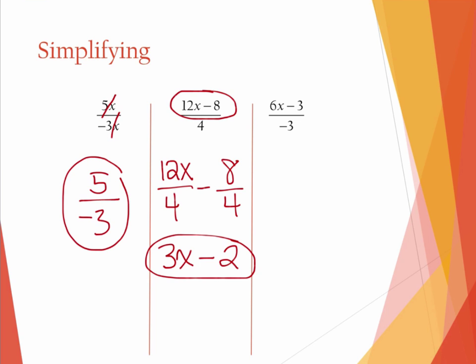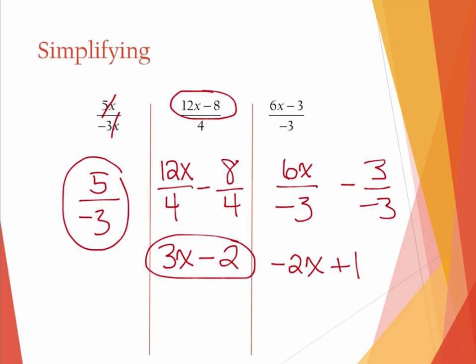Our last example here is the same idea. 6x over negative 3 minus 3 over negative 3. 6x over negative 3 is a negative 2x. Negative 3 over negative 3, well, that's just a positive 1.